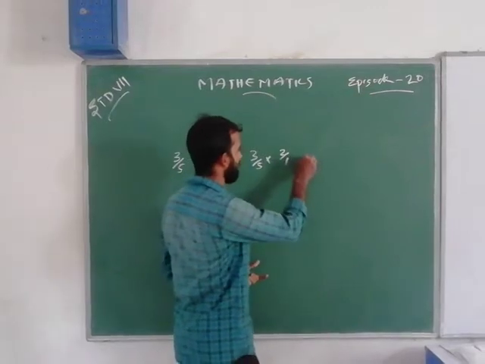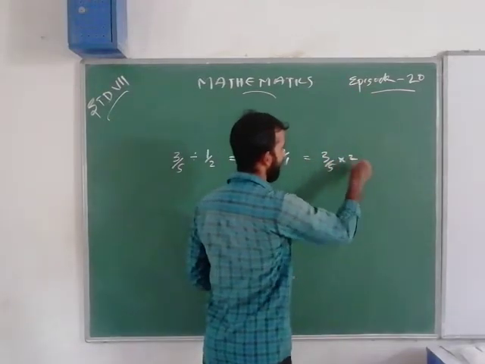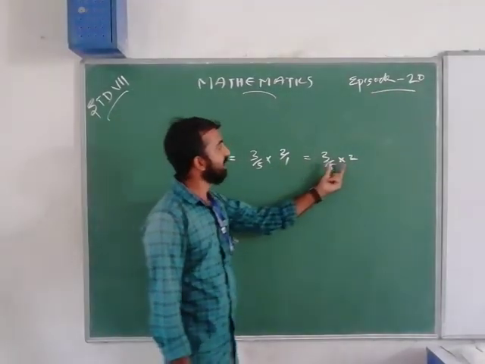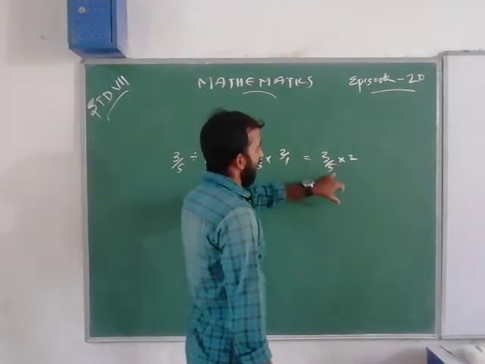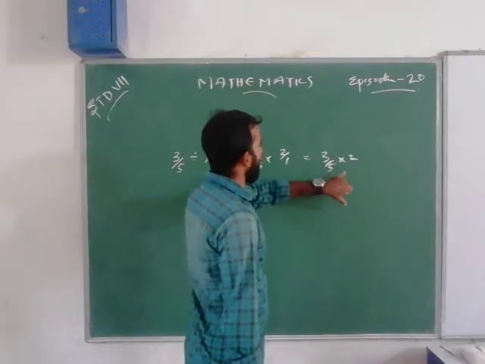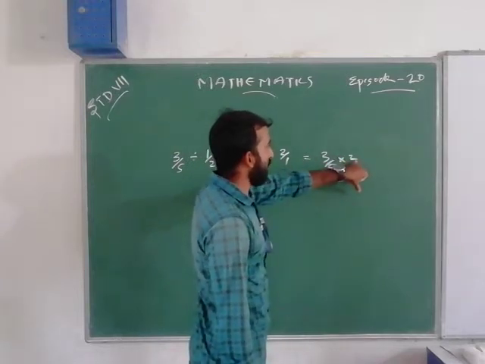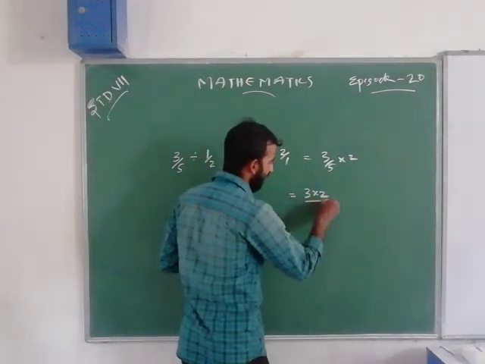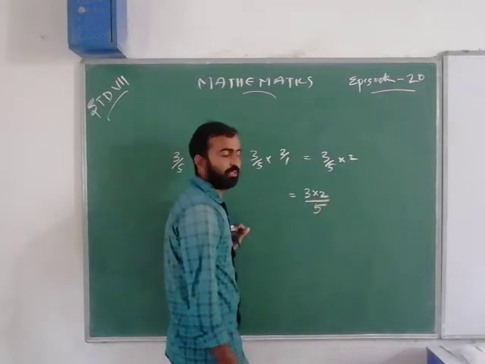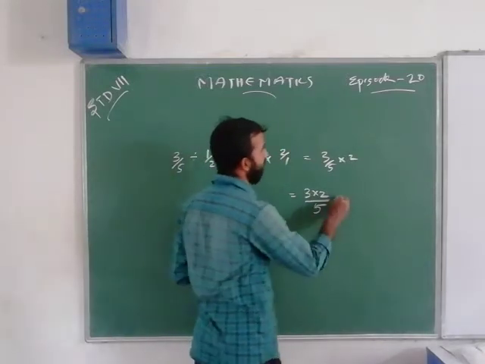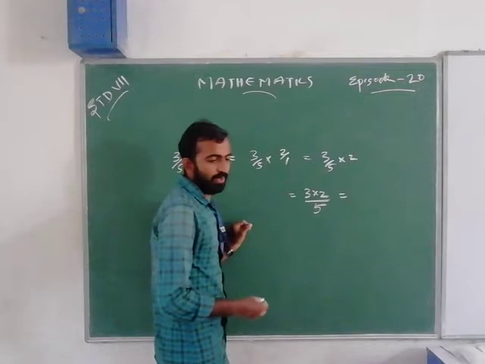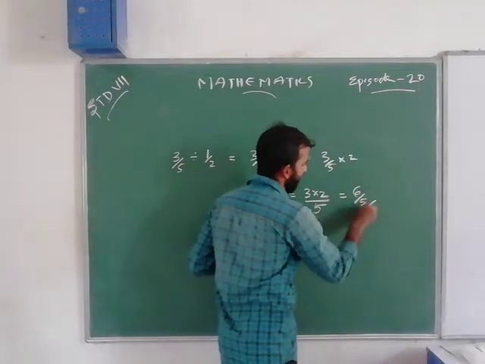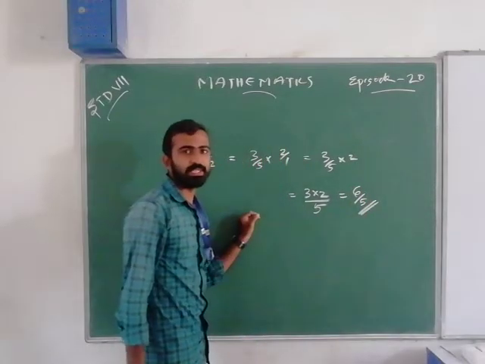That is also equal to 2. That means when we multiply a fraction by a whole number, we multiply the numerator by the whole number, then we get the product. That is 3 into 2 divided by 5. What do we get? We get 6/5. Answer is 6/5.